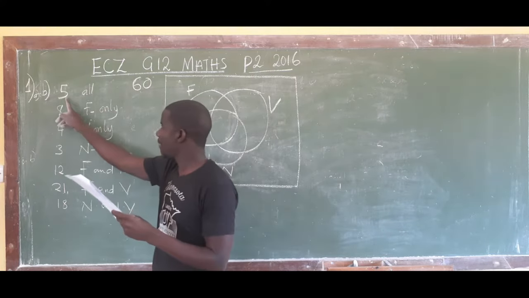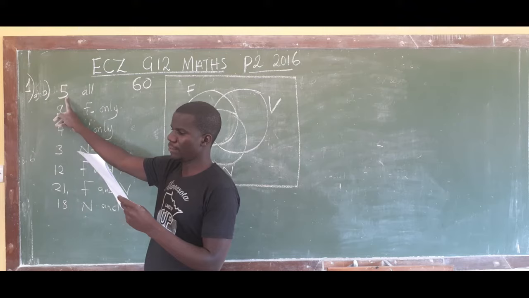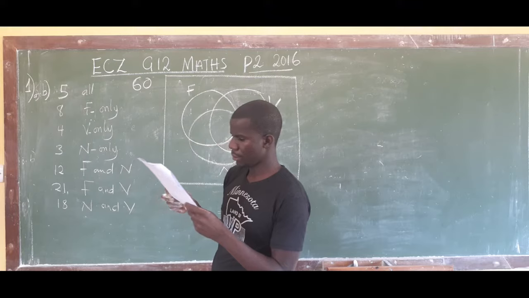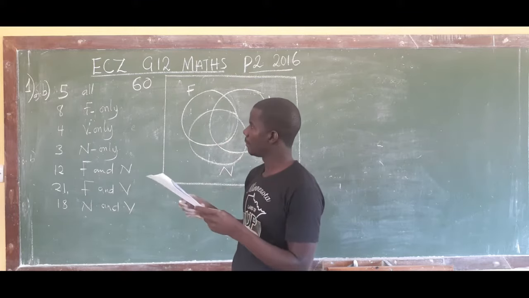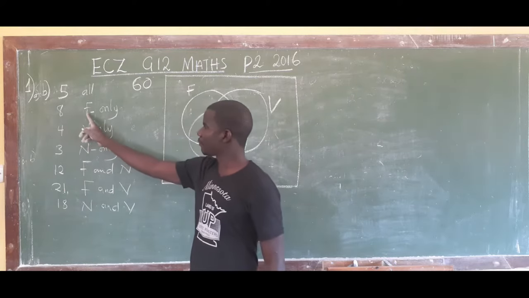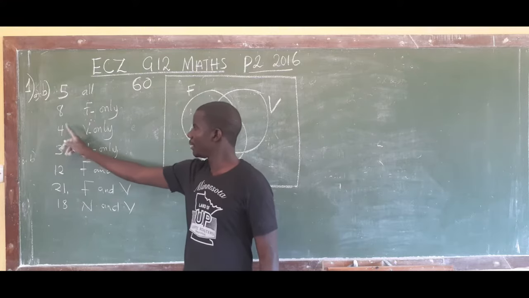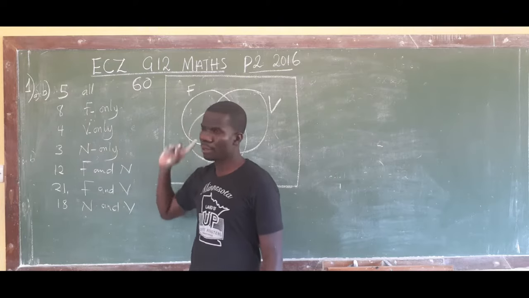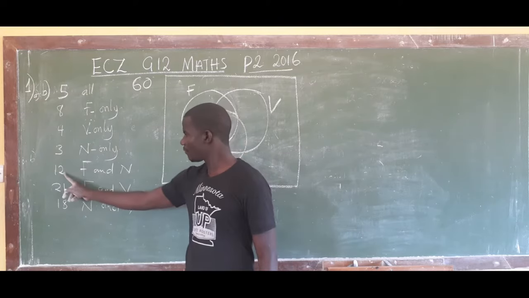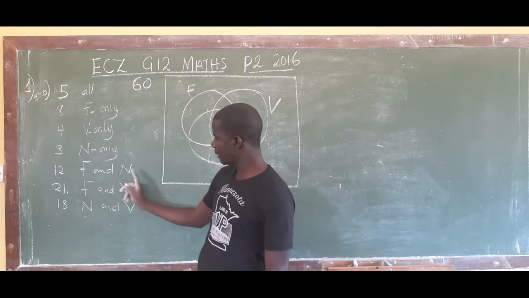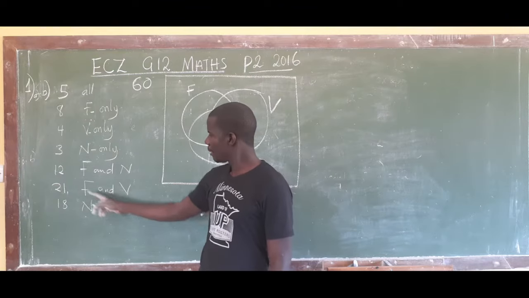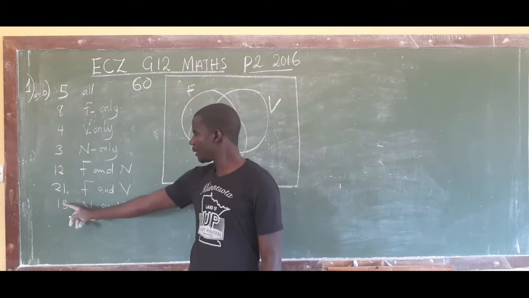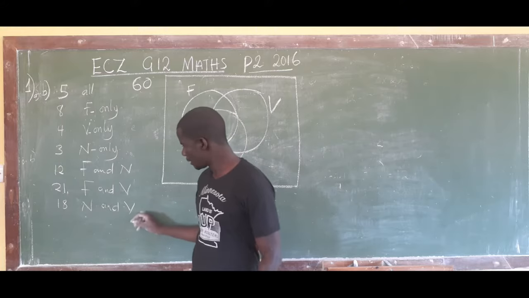Then the 5 liked all the games. Then 8 liked football only. 4 liked volleyball only. 3 liked netball only. 12 liked football and netball. 21 liked football and volleyball. 18 liked netball and volleyball.